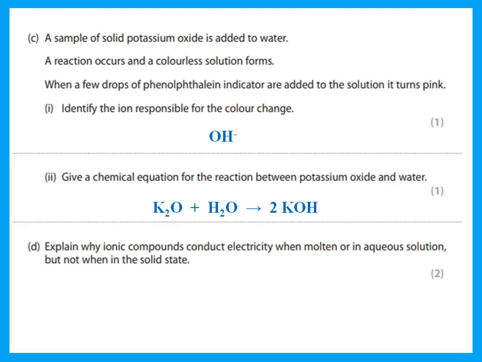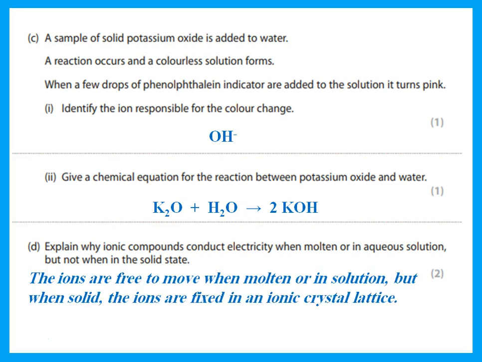Explain why ionic compounds conduct electricity when molten or in aqueous solution, but not when solid. Remember, ionic compounds have ions. Don't mention electrons. Ions are free to move when molten or in solution, but when solid, the ions are not free to move. They are fixed in an ionic crystal lattice. So if we say why ionic compounds conduct electricity, it is because they have free moving ions.